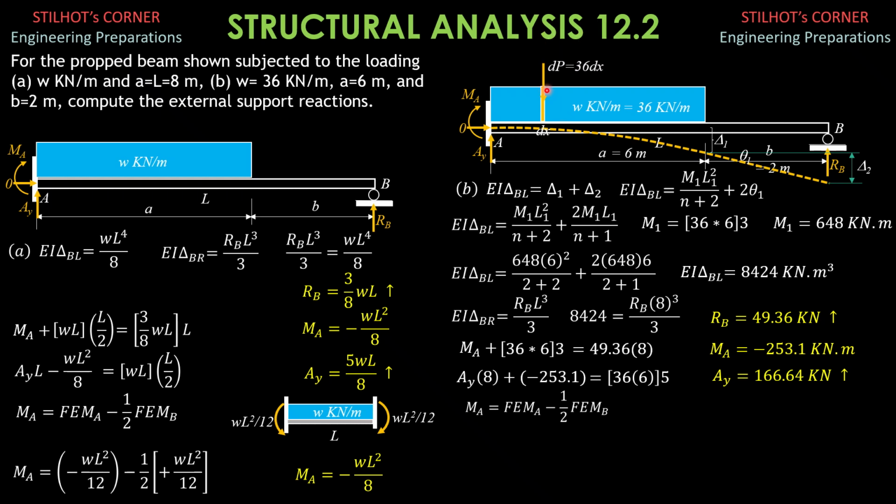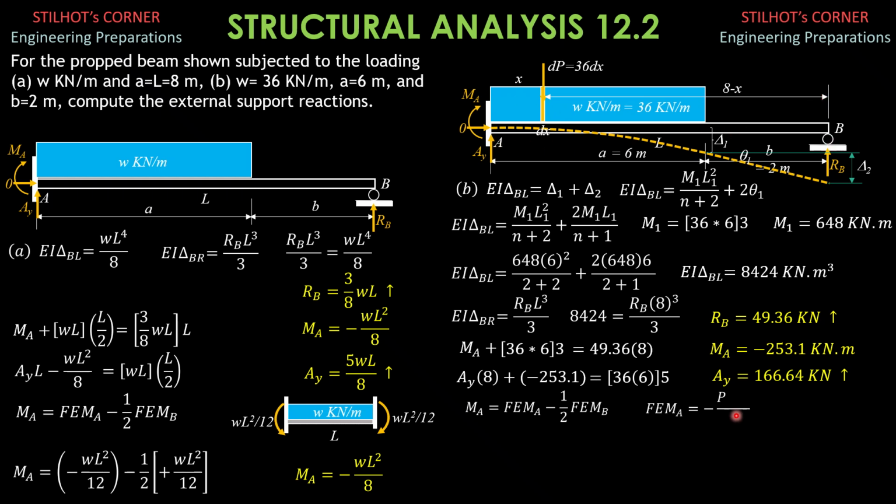So let's have that strip so that we can have differential P. It is 36 dx, the differential area of the strip. The thickness is dx and the height is 36. So differential P is differential area dx, or dx times 36, or 36 dx. We'll call this distance x, and the distance of the centroid of this strip, or dP, from B is 8 minus x. 8 meters L, then minus x.